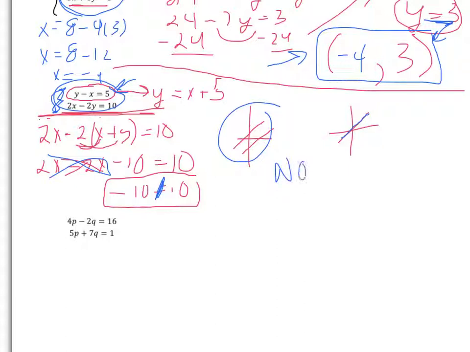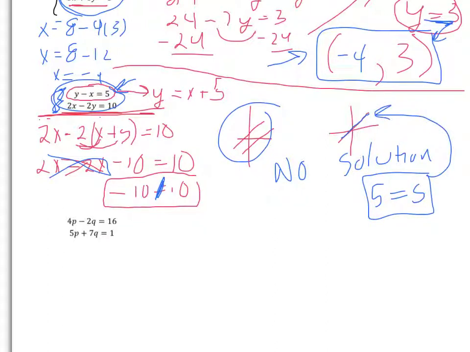there is no solution. So, negative 10 doesn't equal 10, so we have no solutions. If we would have got something like 5 equals 5, something that's true, that would be a scenario like that, and there's an infinite number of solutions.